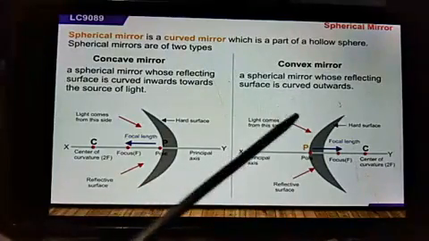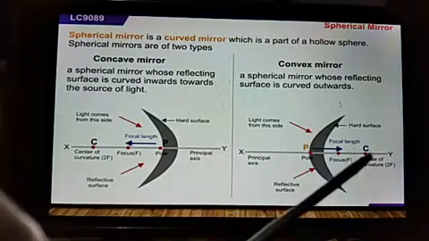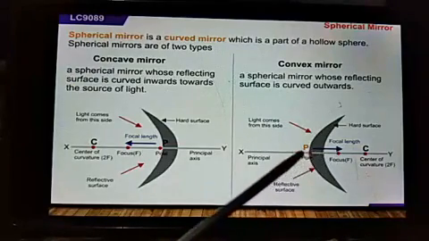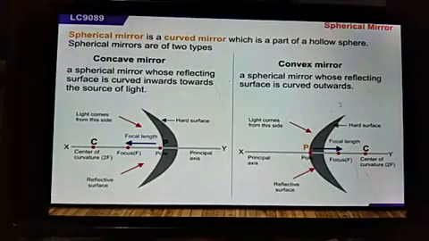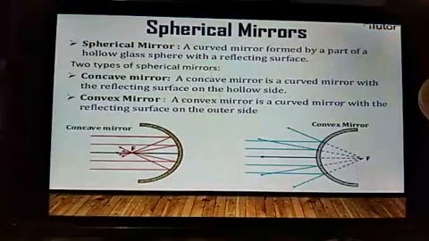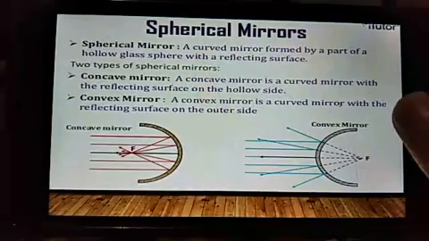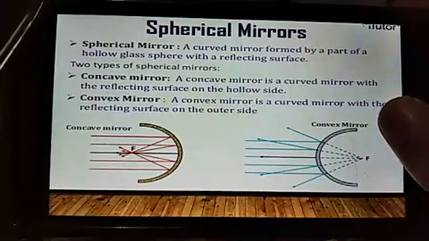Similarly, we have different parts of a convex mirror. The center of curvature this side, pole, focus, focal length and principal axis. Hope you have understood the different parts of the curved mirror or spherical mirrors. Now, these are the definitions you can note down in your notebook.